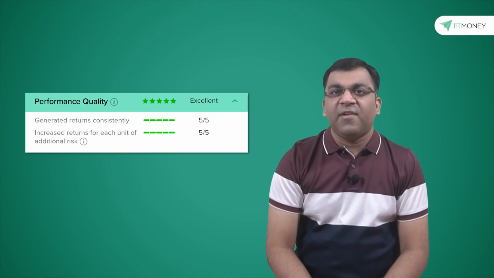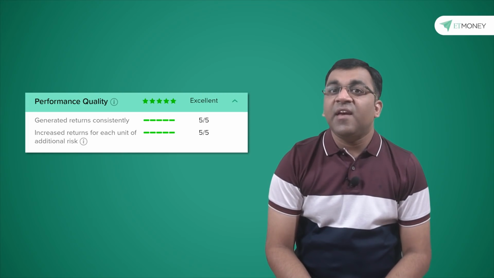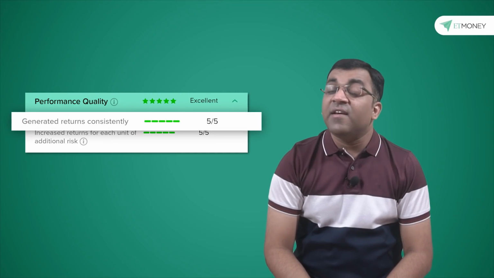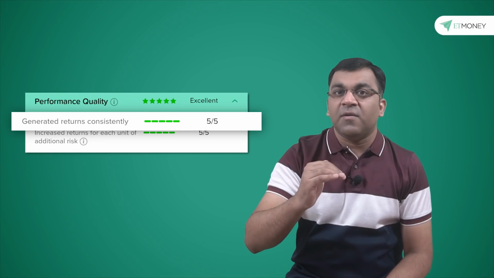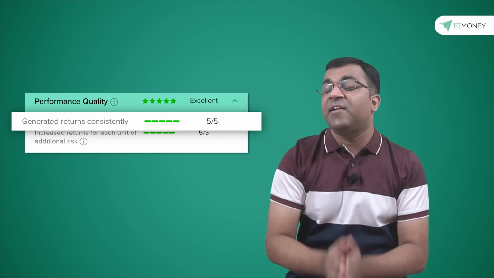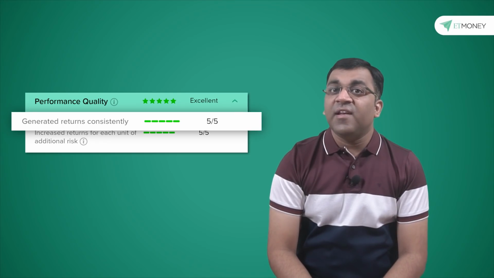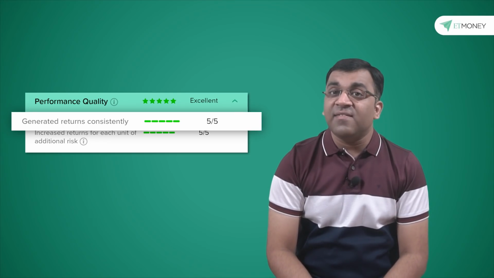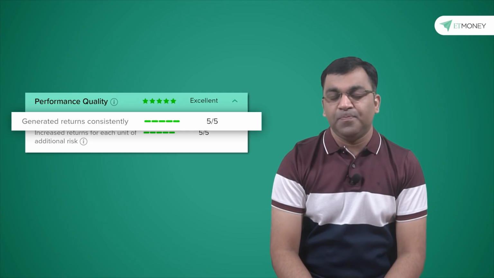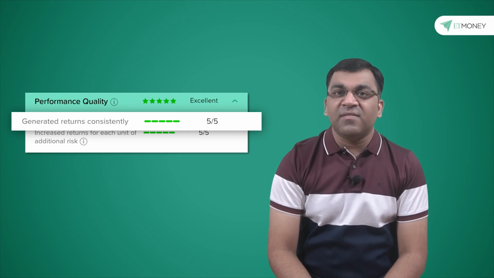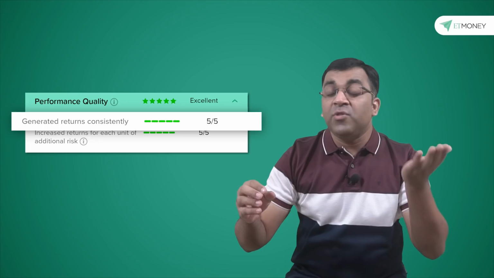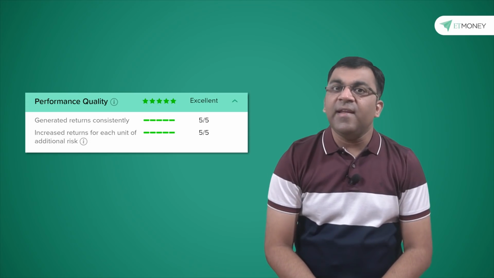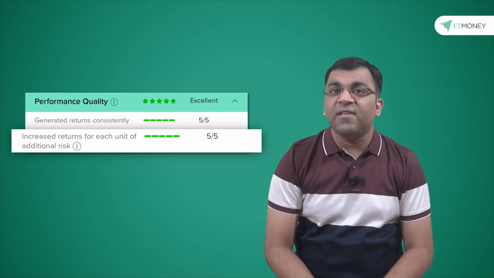So how do we arrive at performance quality? Well, firstly, we assess if the fund generated returns in a consistent manner and whether these returns were over the fund's benchmark, which is the entire point of investing in actively managed funds. More specifically, this consistency is derived from a statistical measure called the information ratio. Once done, we map the fund's consistency on a 5-point scale wherein a higher rating is conferred to the more consistent fund.